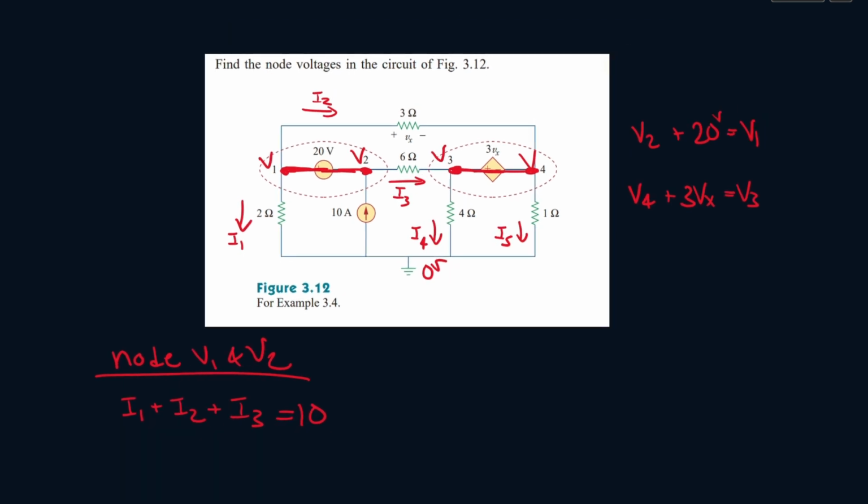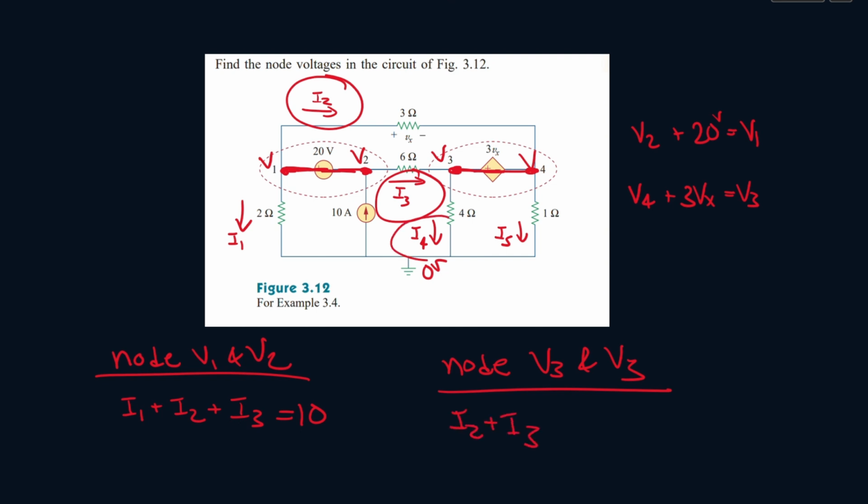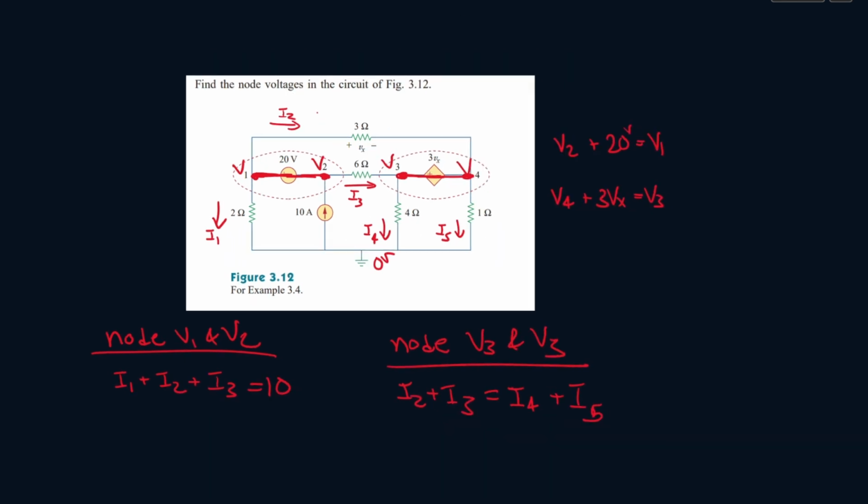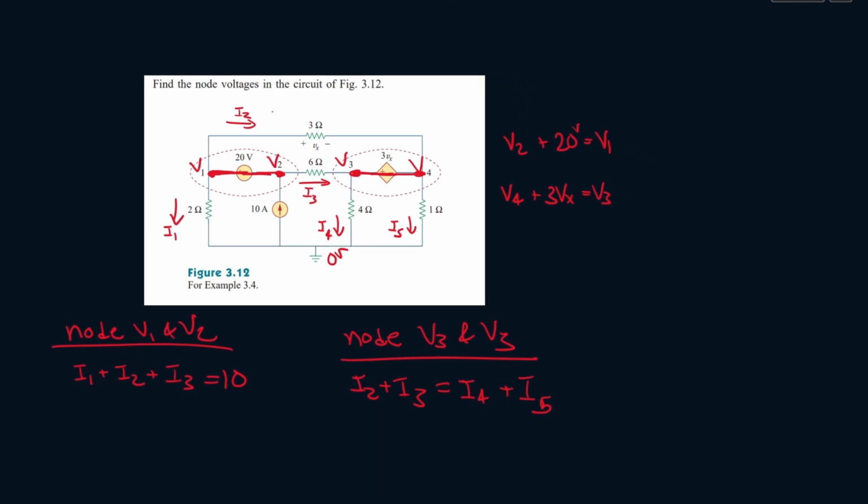Now let's write the equation for this one, node V3 and V4. We see the 3 amp, I3, and I2 are entering it, and we see I4 and I5 are leaving it. So we now have our two equations down. Let's find the I values so we can substitute them in.